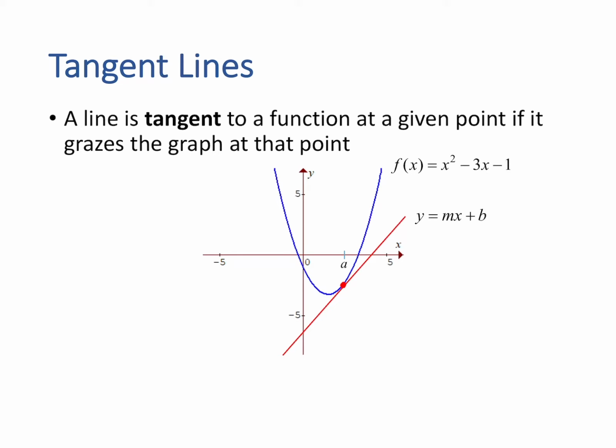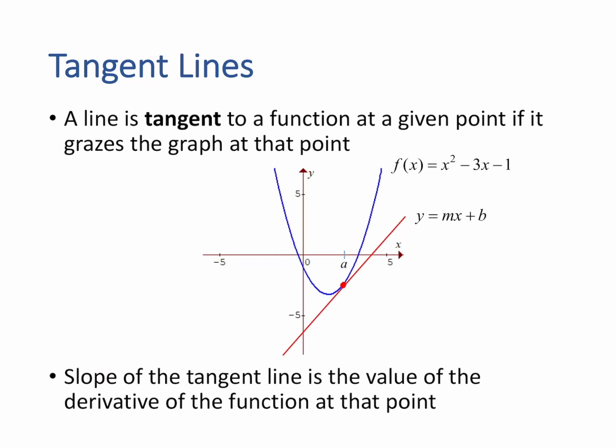And because it's a line, it has the equation y equals mx plus b. Now the slope of that line, the m, is the value of the derivative of the function at that point. So the m value is equal to the value of the derivative calculated at x equals a. So if we want to find the slope of a tangent line, all we need to do is find the derivative and then calculate it at that point, in this case, x equals a. We'll look at some examples of doing that, then finding the equation, and then some other things related to tangent lines.